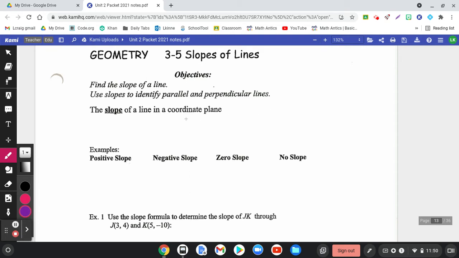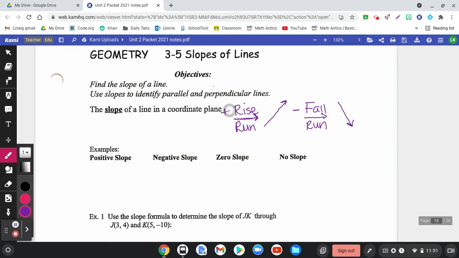and perpendicular. So the slope of a line in a coordinate plane, there's a couple ways that you can do it. If you are graphing, which we'll talk about, it's rise over run, and you're always going to go to the right. You look at it from left to right. So if you see a line going up, you'll see how far up and over you go. It could also be fall over run if it's a negative slope. So how far down and over you're going. But again, you're always going to the right.